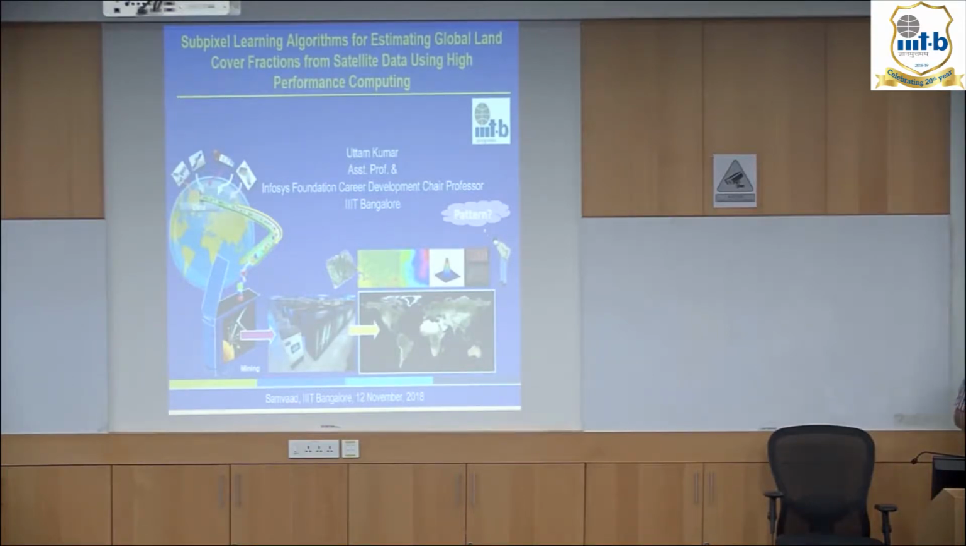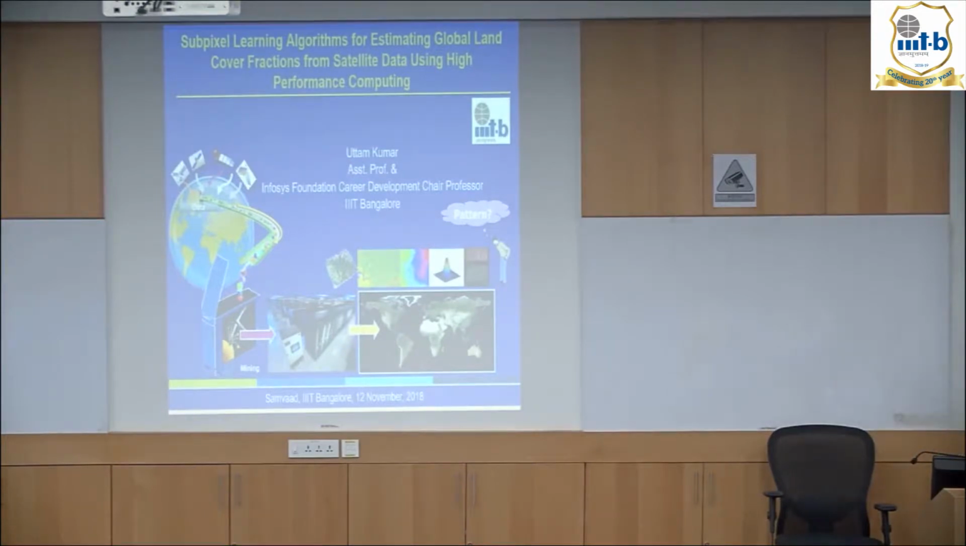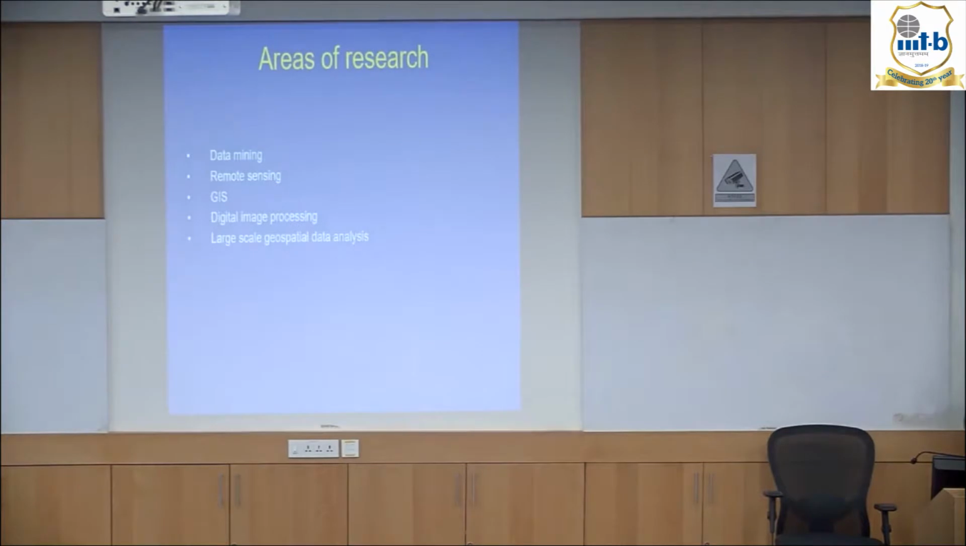So more specifically, I will be focusing on subpixel learning algorithms, which might be a new topic to some of you, and some of you might be already aware. Generally, when we classify any image, we assume there are a fixed number of classes, and we give one single class to each pixel. Whereas in subpixel learning algorithms, we focus on assigning multiple classes to a given pixel. So we will see that some time from now.